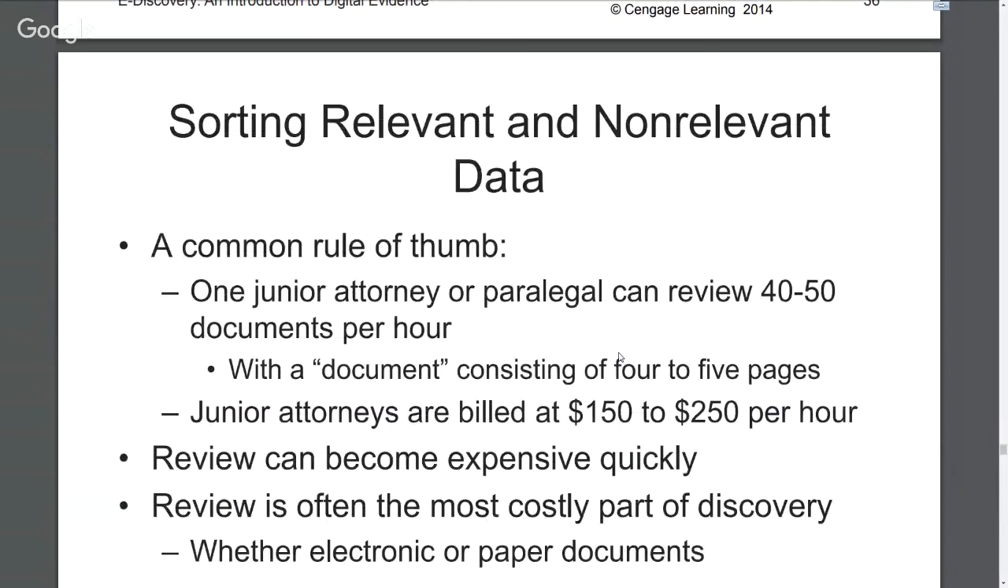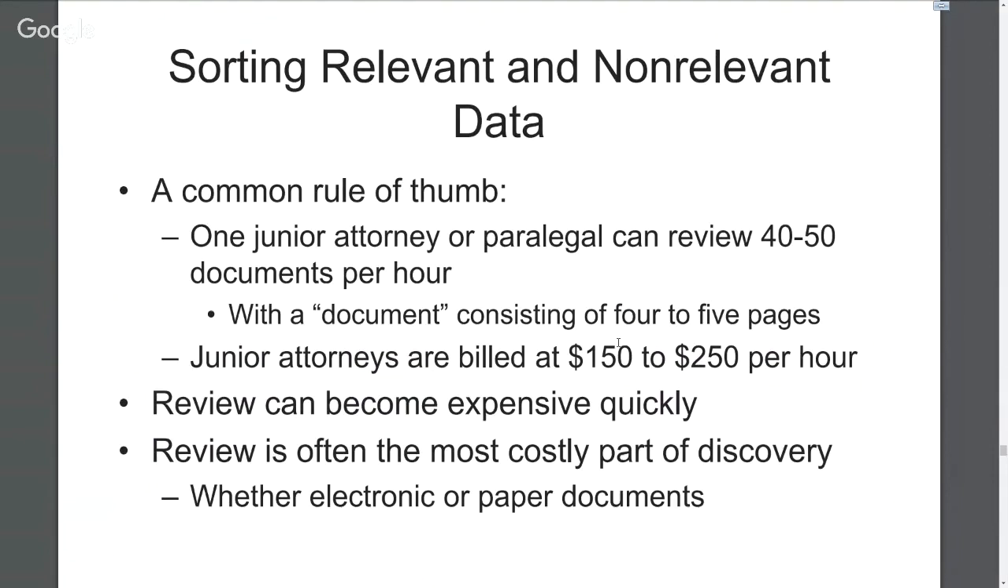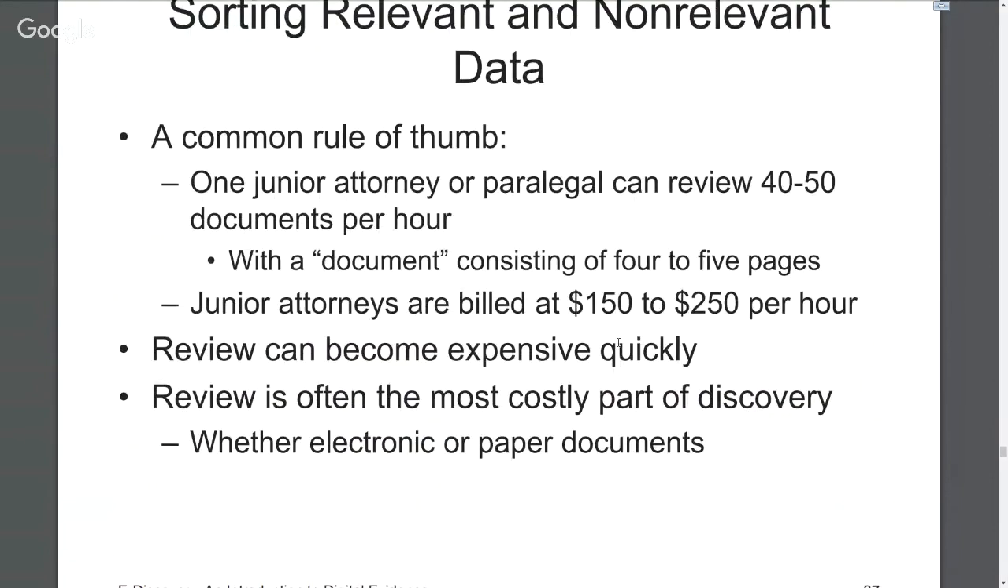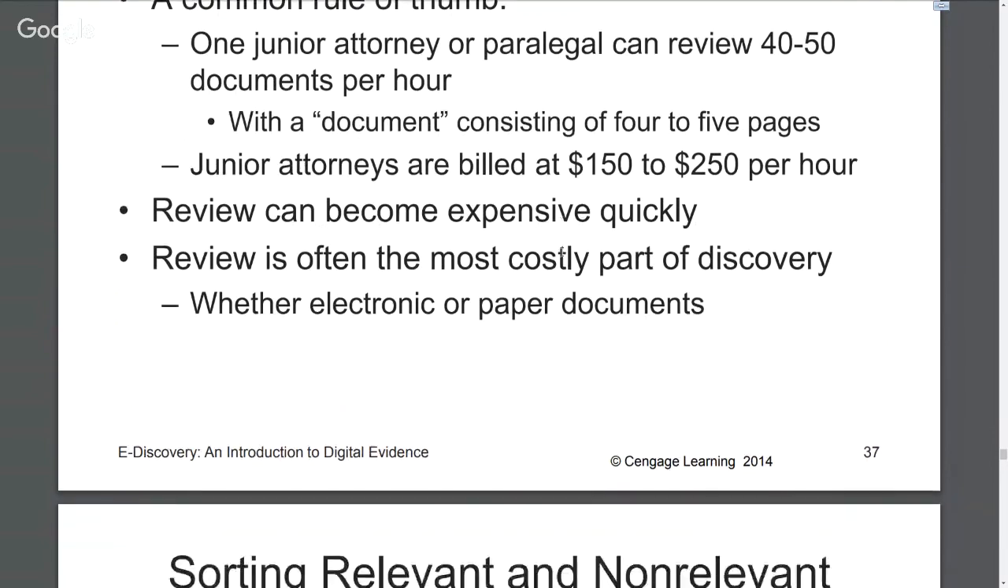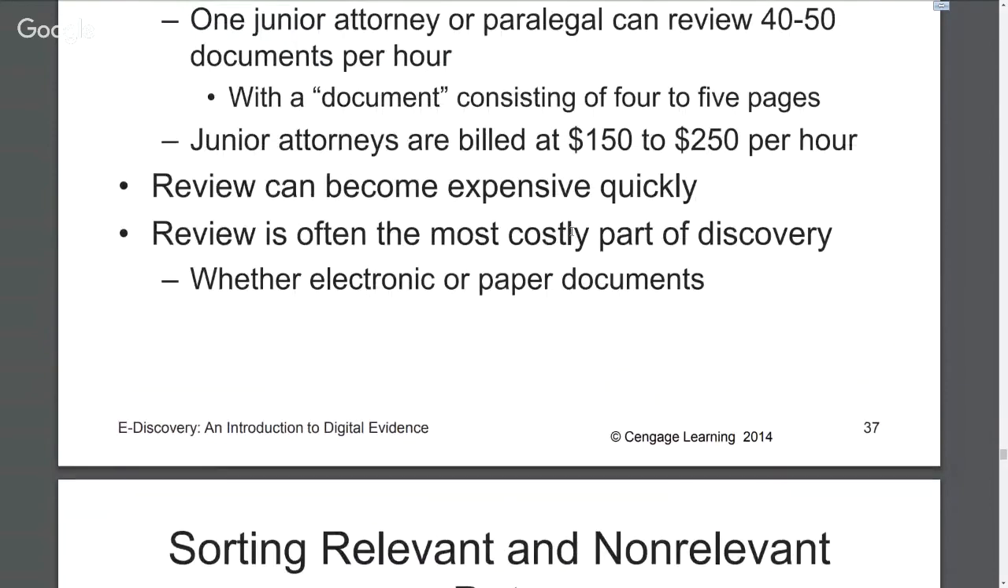The rule of thumb is one junior attorney or paralegal can review 40 to 50 documents per hour, with a document consisting of 4 to 5 pages. So we're looking at 160 to 200 pages of documents per hour. That's what they're stating here. And they basically bill it at $100 to $250 an hour, and it can get expensive quick. If they have to have 4 or 5 junior attorneys, look at how quick that jumps up.